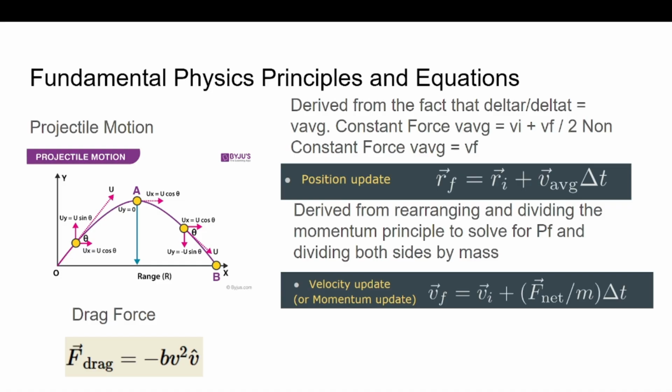The drag force will make this a non-constant force situation in projectile motion, because the velocity is proportional to the force, and the force will change the velocity, so it'll be non-constant. We're going to be using the position update and the velocity update formula for this, because we can take initial velocity and position values and output final velocity and position values.